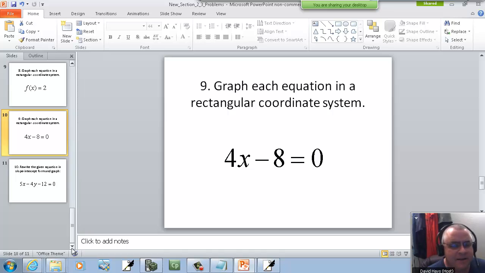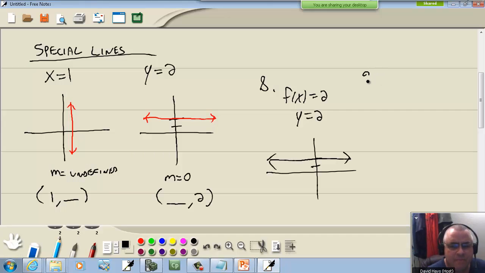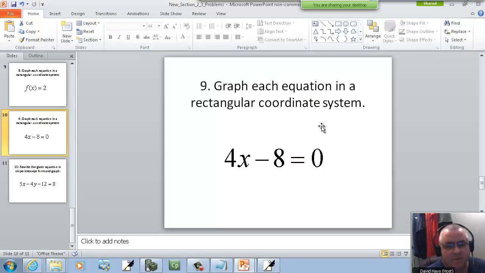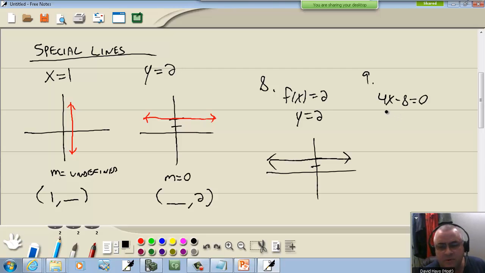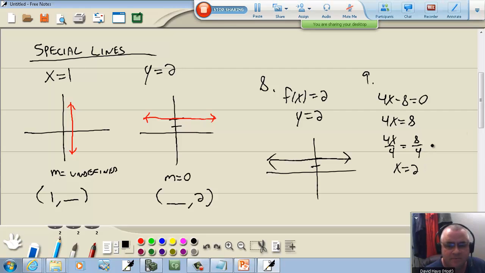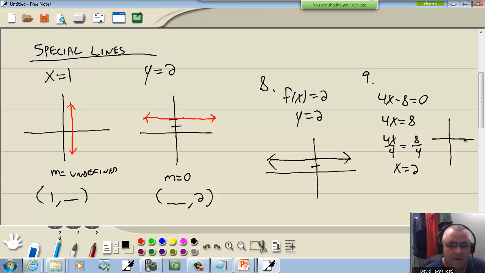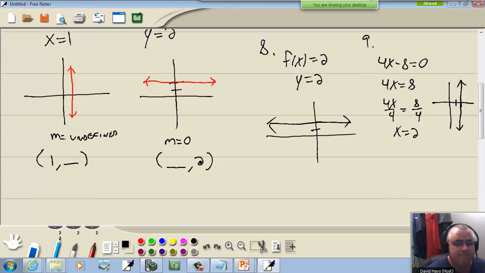We have 4x minus 8 equals 0. Just like that previous problem, it just had one variable. This says graph it. This just has one variable too. But we have to solve for x. So I'm going to take the negative 8 over. It becomes a positive 8. Divide both sides by 4. And we get x is equal to 2. Well, this is a vertical line at 2, like that. Now this one we wouldn't be able to graph on our graphing calculator. It's best to do it by hand.